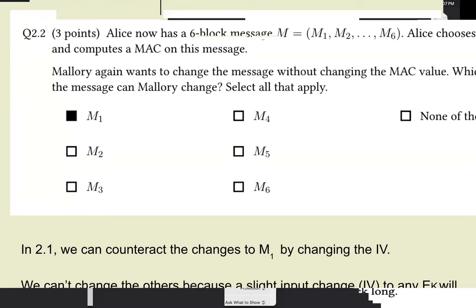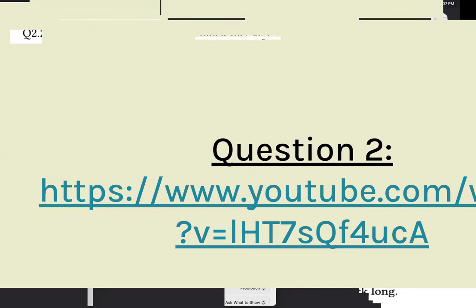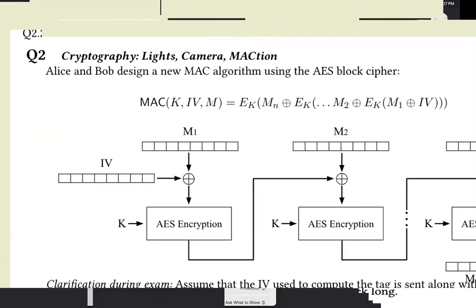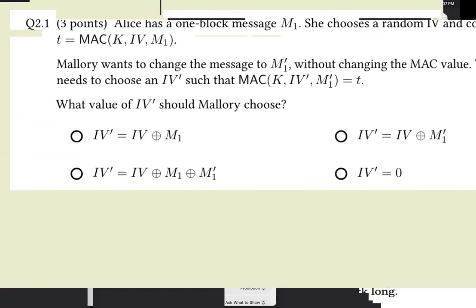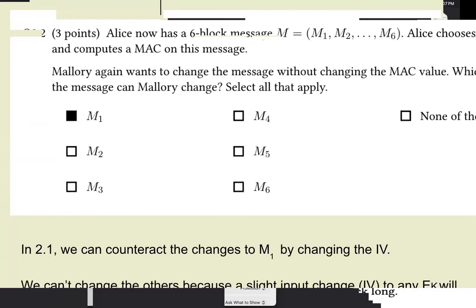So the only block we can change is M1. And this is what we did before by changing the IV. But the problem with changing the others is that if we look back at the scheme, it will irreversibly change the rest of the scheme, essentially. Through 2.1, we were able to guarantee that the output of this is equivalent to the output of M1 prime XOR IV prime when you put them through, but we can't guarantee the same kind of thing through here.